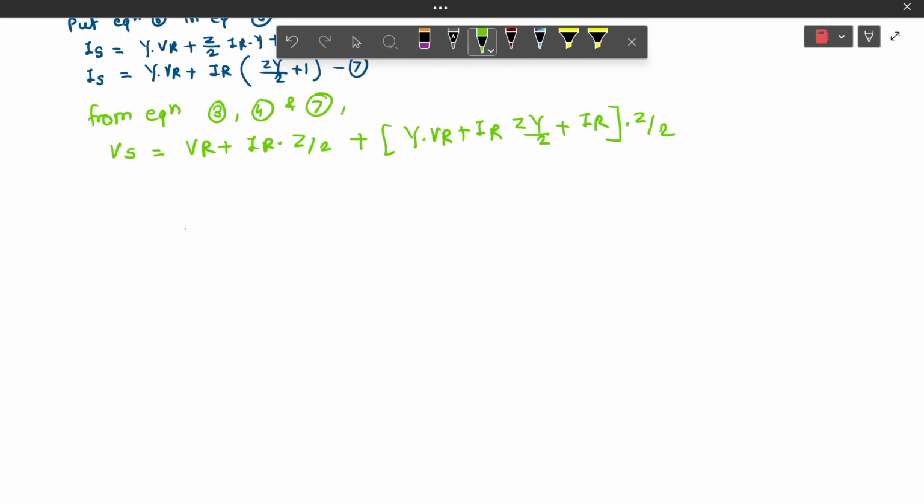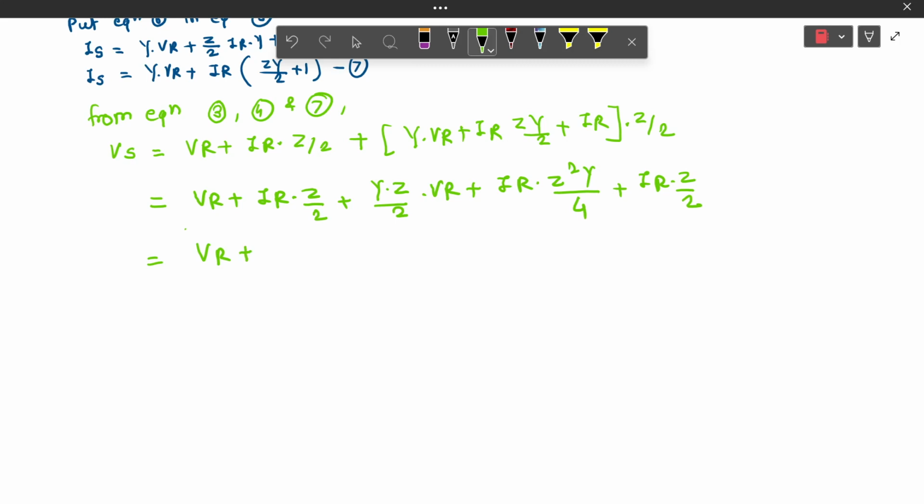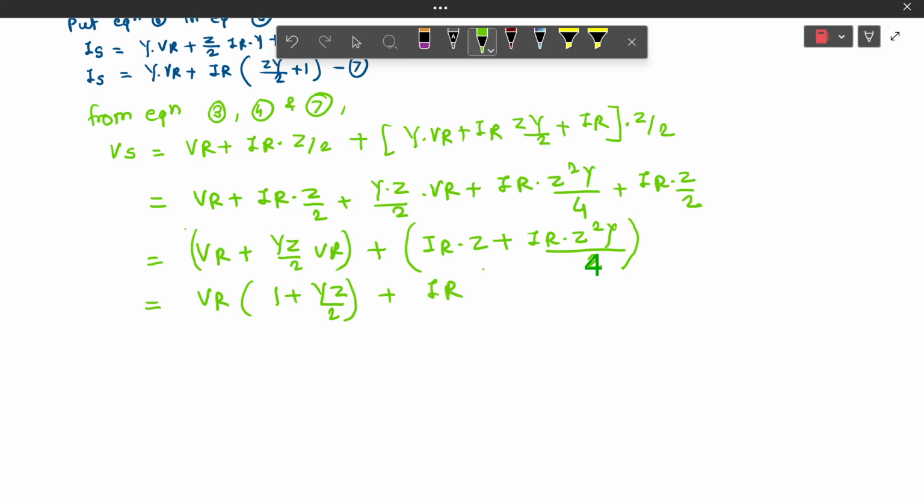Now it can be simplified as Vr plus Ir Z by 2 plus Y Z by 2 Vr plus Ir Z square Y by 4 plus Ir Z by 2. We can collect the Vr terms together and Ir terms together: Vr plus YZ by 2 Vr, plus this Z by 2 and Z by 2, which we can write as Ir into Z, plus Ir Z square Y by 4 together. So we can take Vr 1 plus YZ by 2 plus Ir as a common Z plus Z square Y by 4. So this is Vs, equation number 8.